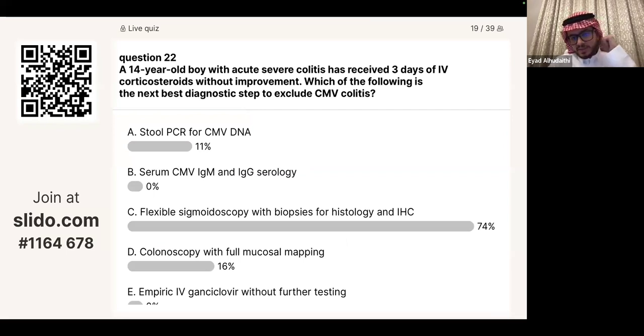Yes, you are right. So most of you have got it right. And this is in the old and latest guideline of acute severe ulcerative colitis. By day 3, if you have no response, it's the time to do the sigmoidoscopy for CMV.